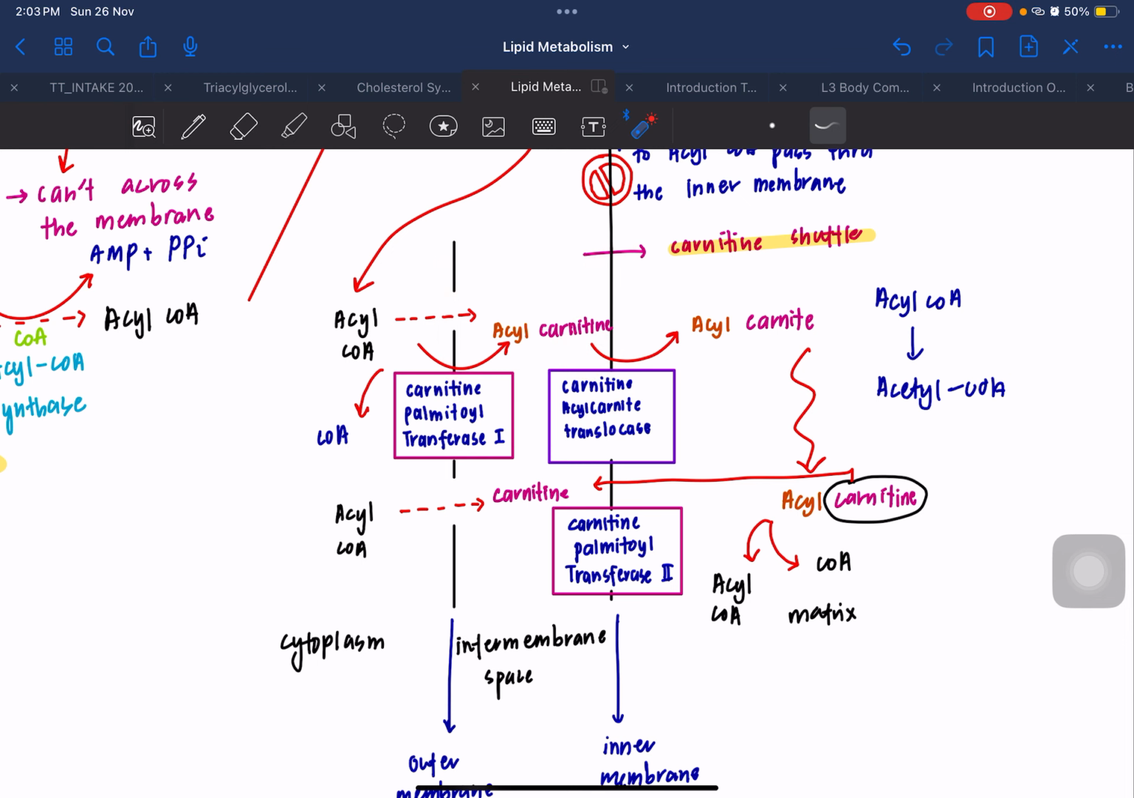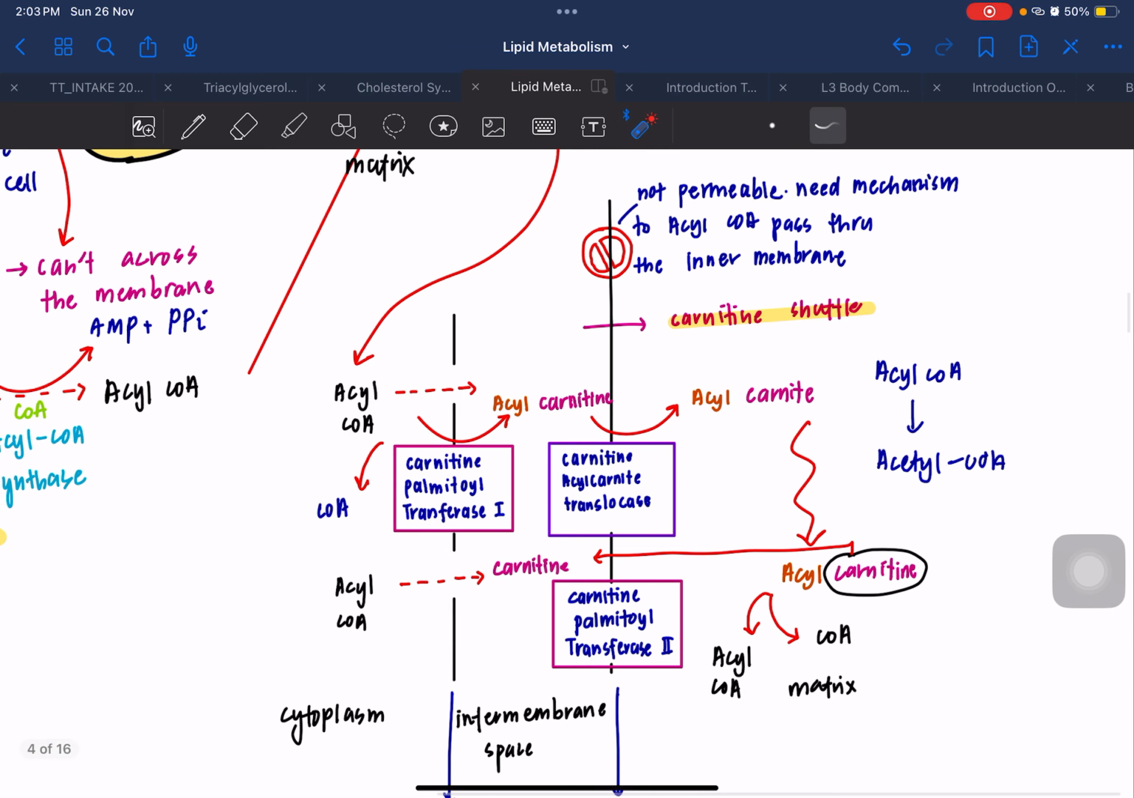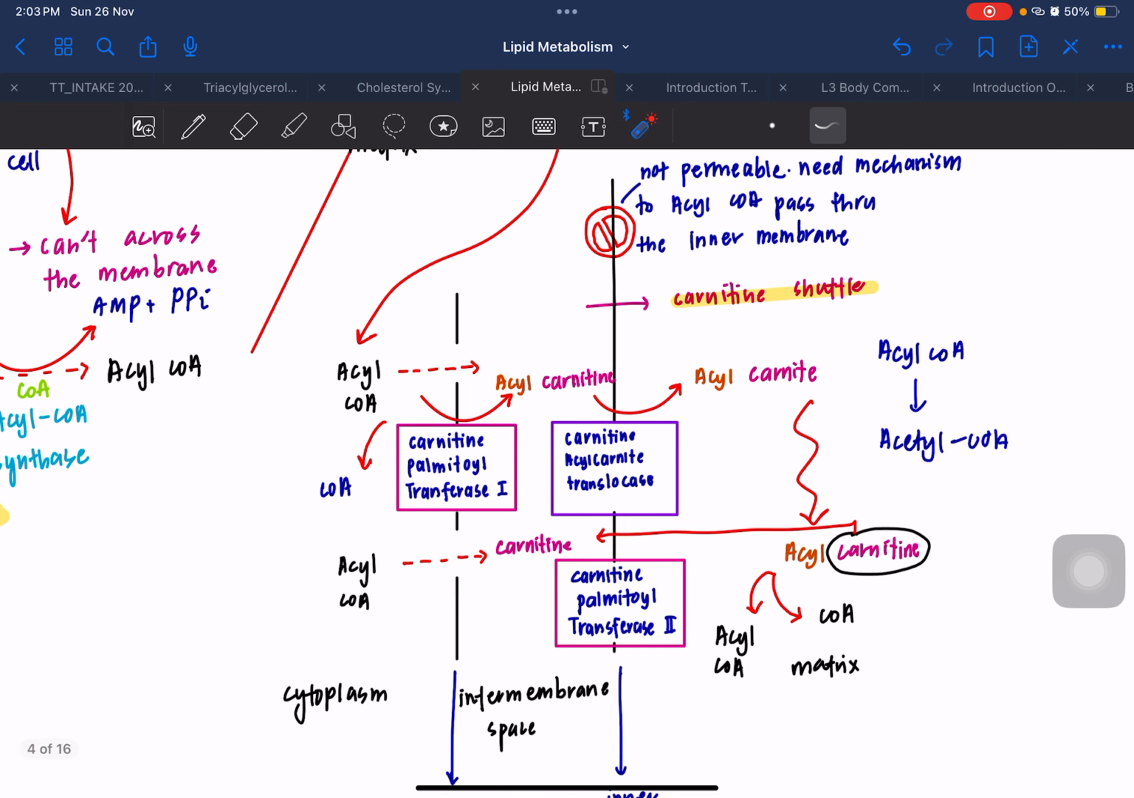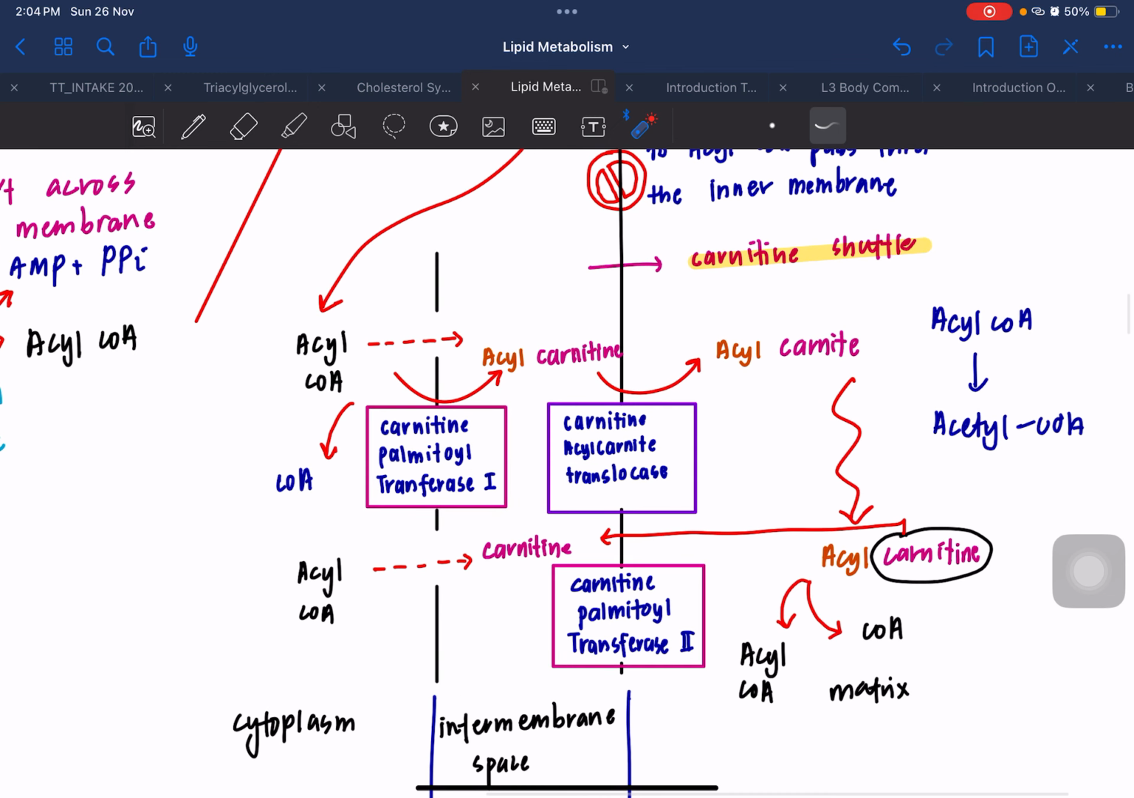So di sinilah kita akan ada cerita. Sebab kenapa dia tak boleh masuk? Because the membrane is not permeable. Need mechanism for acyl CoA to pass through the inner membrane. Okay, so what is the mechanism used in this phase, which is the carnitine shuttle? The carnitine shuttle will help the acyl CoA pass through the membrane, specifically the inner membrane of mitochondria. So the first enzyme that is involved is carnitine palmitoyl transferase 1.